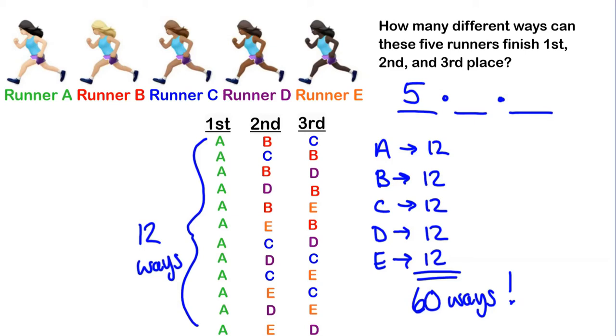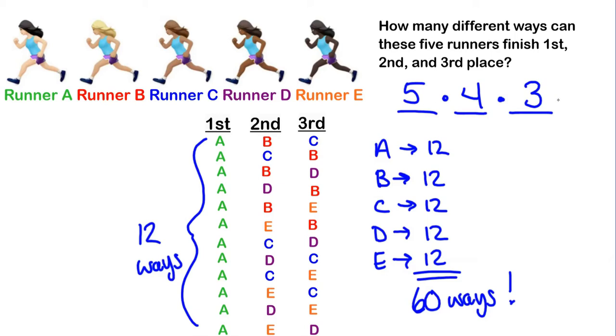Well, once a runner finishes first place, how many runners now are available for second place? There's only 4 runners that could finish in second place now because somebody already finished first. You can't get first and second, so you're not included anymore. Now there's only 4 runners that could finish second place, and then that leaves how many runners as a possibility to finish in third? That'd be 3 runners left to finish in third.